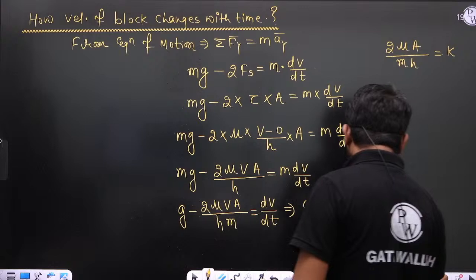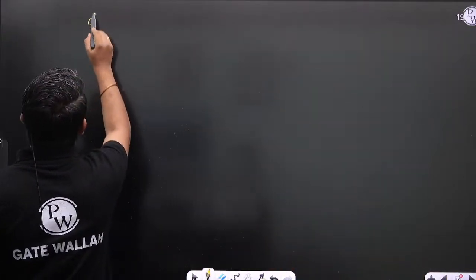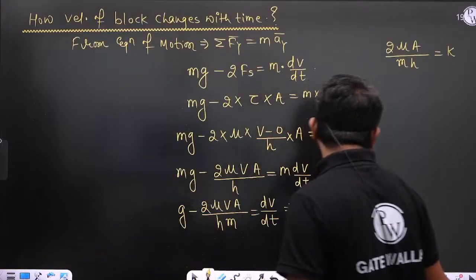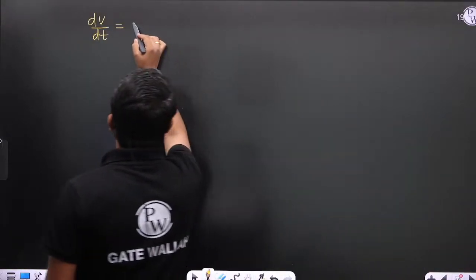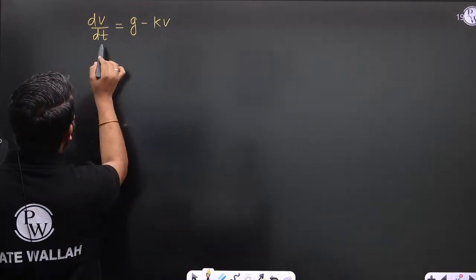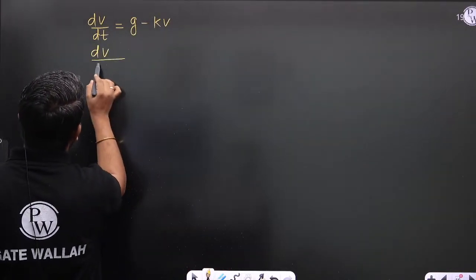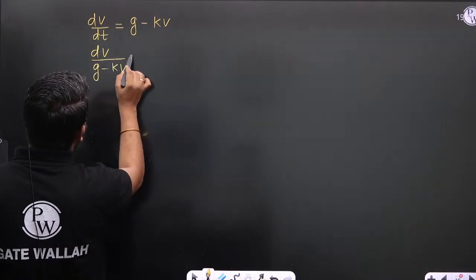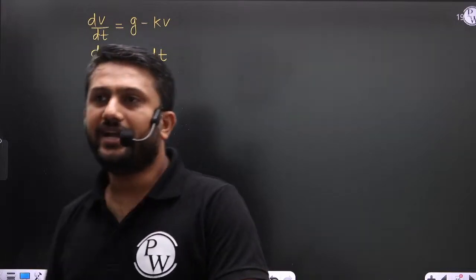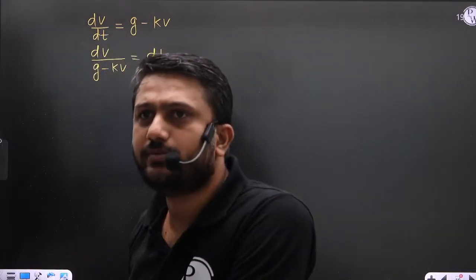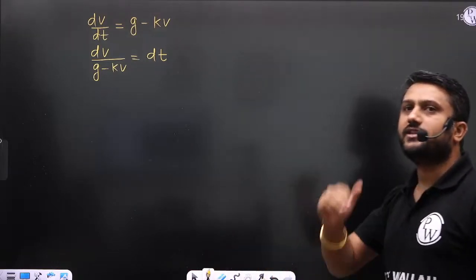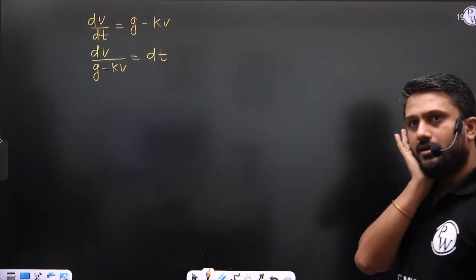Okay, so dv by dt is equal to g minus kv. Now apply the variable separable method. So dv divided by g minus kv is equal to dt. Now perform integration. Ultimately, my objective is the calculation of the variation of block velocity with respect to time.